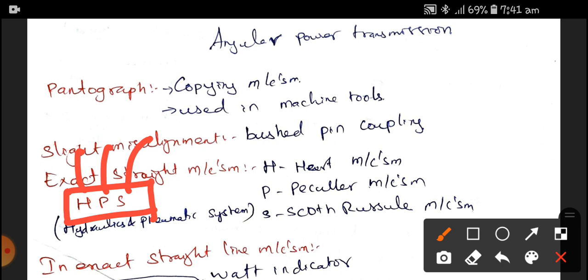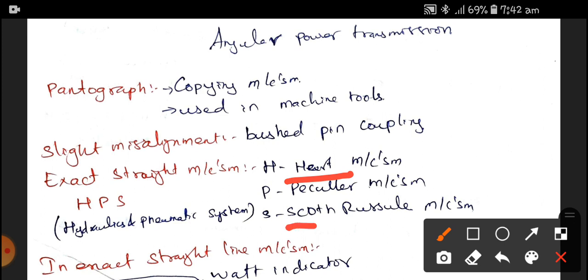Or we can remember by means of the names. We have a heart. What happens if the heart is pumping the blood in an irregular manner? We won't work. We realize that. Therefore, the heart should work exactly. Therefore, the Hart mechanism is an exact straight line mechanism. And another one is a famous West Indian bowler, Scott Russell. He bowled the ball in an exact straight line. Therefore, his bowling is very difficult for the batsman because he bowled the ball in an exact straight line. Therefore, by means of his name, we can understand the Scott Russell mechanism is an exact straight line mechanism.